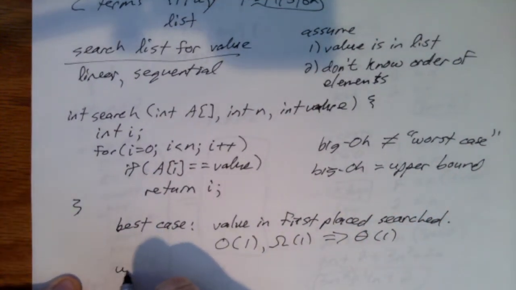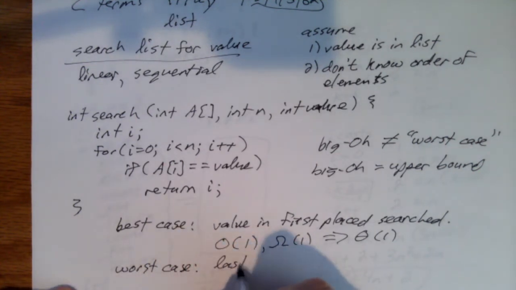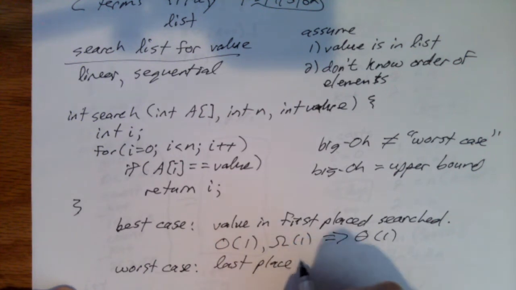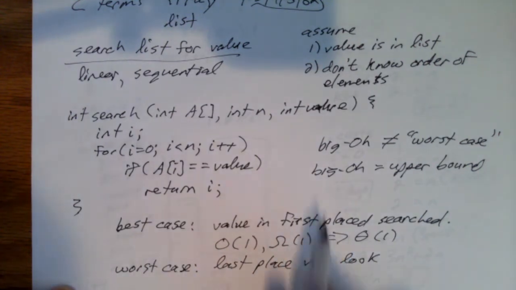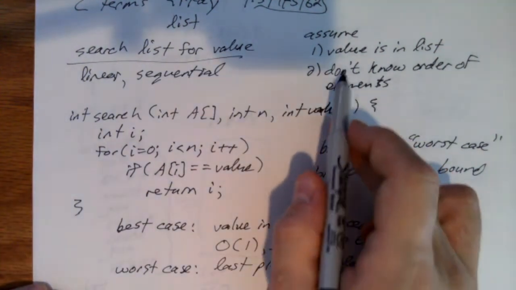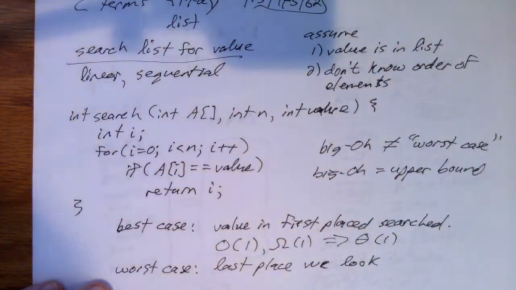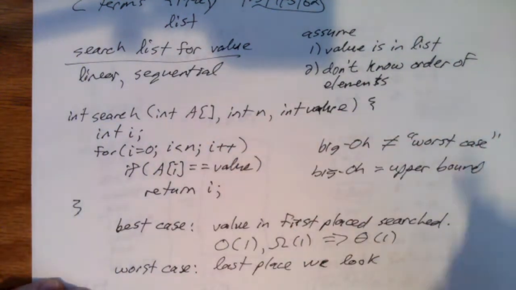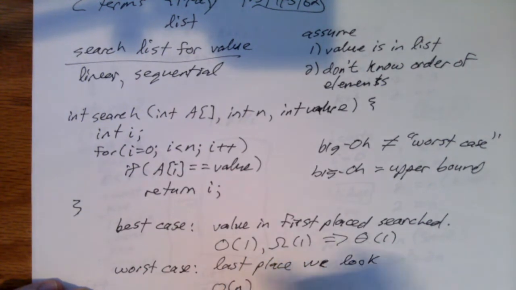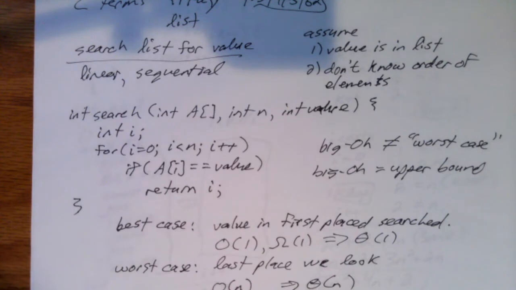What about worst case? Last place we look. Right? If there's 1,000 elements, the worst case for us is we have to look at all 1,000 to finally find it. Or technically, if we know it's there and we look at 999 of the 1,000, don't find it, we know it has to be in the last. But basically it's big O of n. And ultimately what we would see, it's big theta of n. Okay?